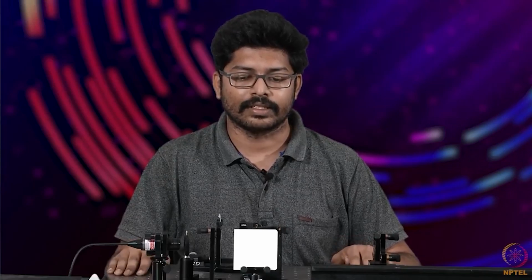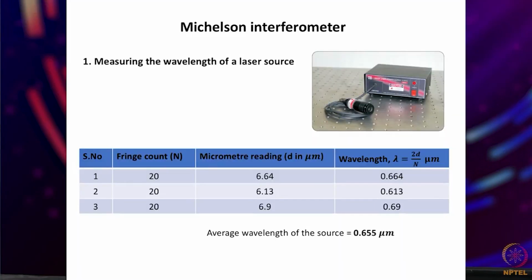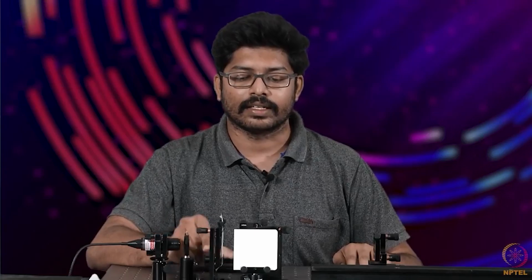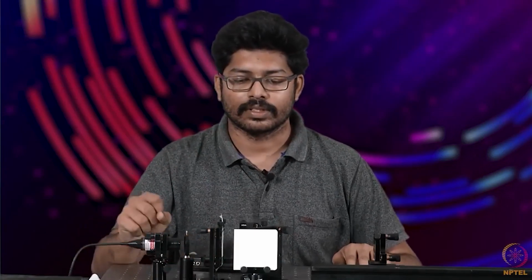We conclude the Michelson experiment. To conclude, we have done 4 experiments using this Michelson interferometer. One is measuring the wavelength of the laser source, and then we have measured the refractive index of the glass slide, and then we have seen the qualitative understanding of spatial coherence using this diffuser, and then we have tried to measure the coherence length of the laser source.